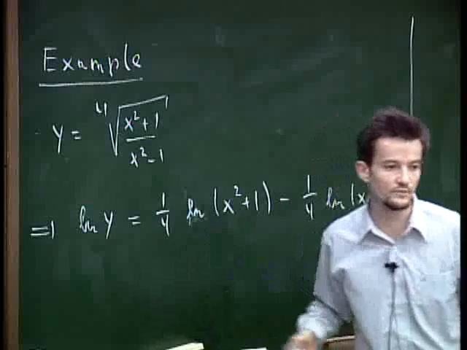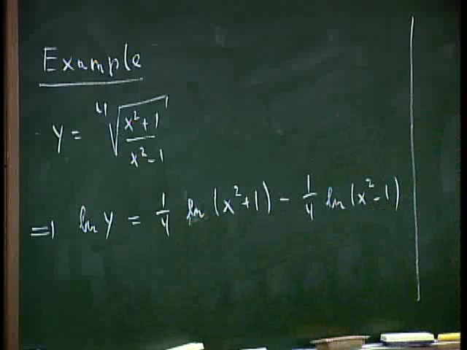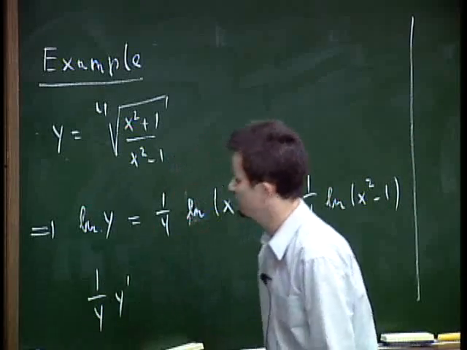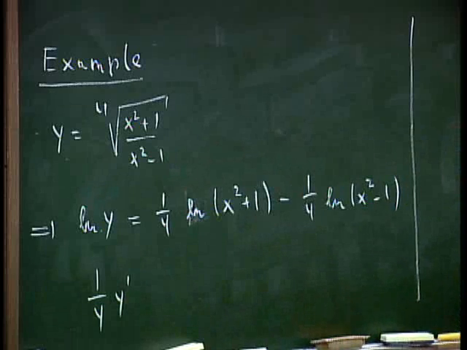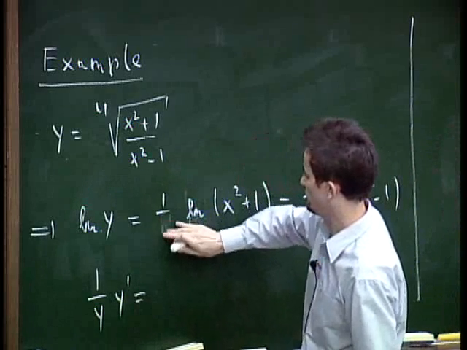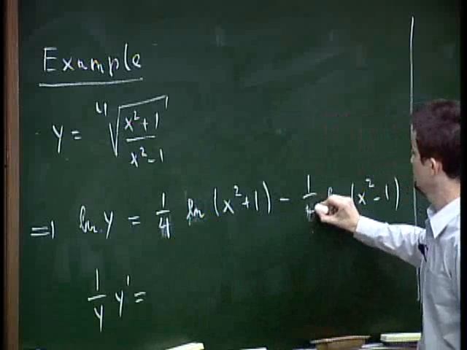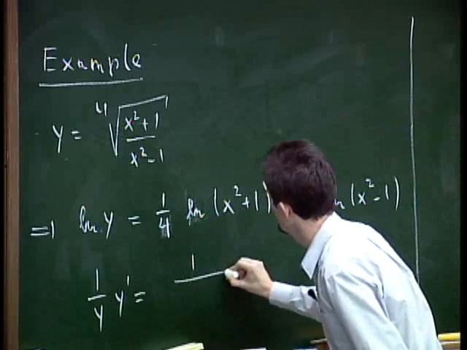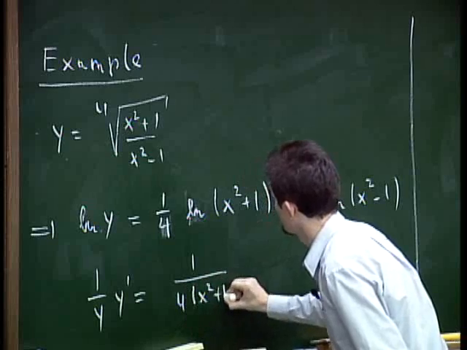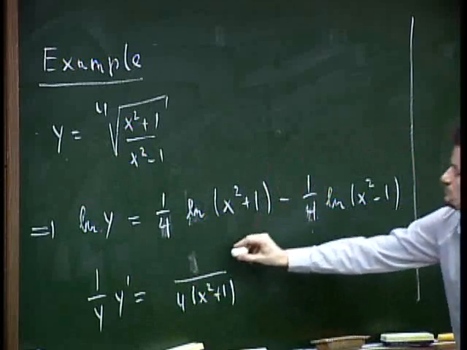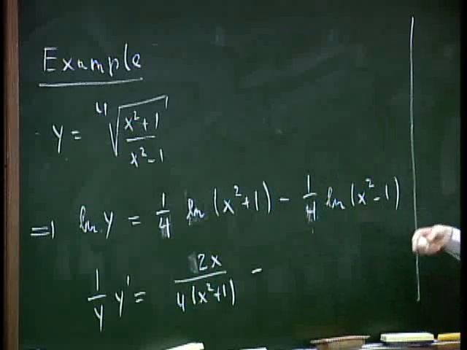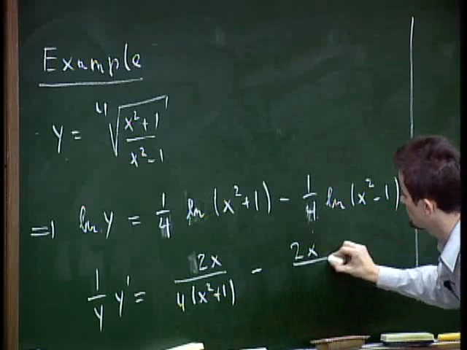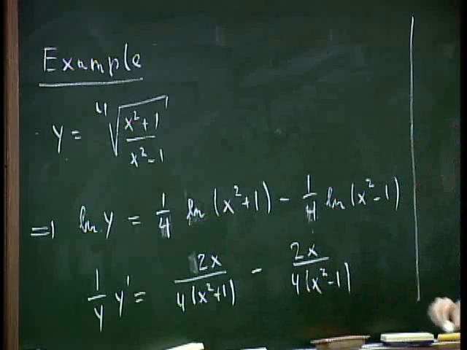Here it's much easier to compute the derivative using the method of implicit differentiation. If you compute the derivative, what you get is 1 over y times the inner derivative, y prime, is equal to, so sorry, this should be a 4, this is not y. Now the derivative on the right-hand side is 1 over 4 times x squared plus 1, and then the inner derivative, which is 2x, minus, and you get the same. The only difference is that in the denominator this is x squared minus 1, so you have 2x over 4 times x squared minus 1.